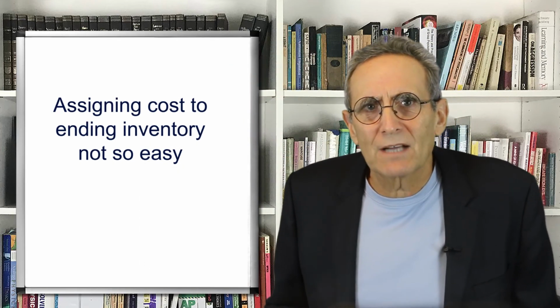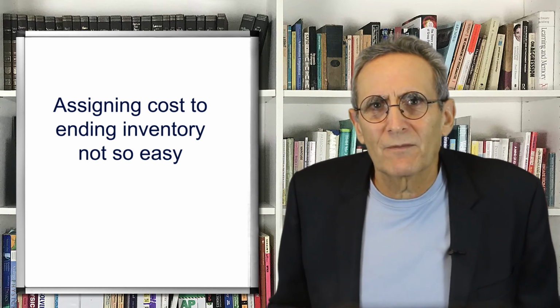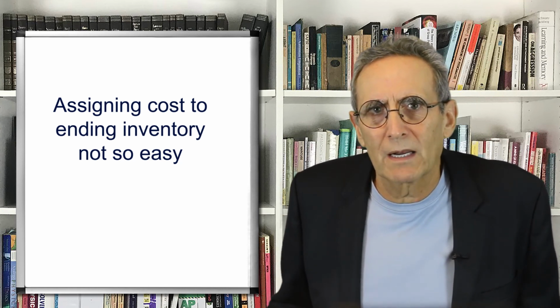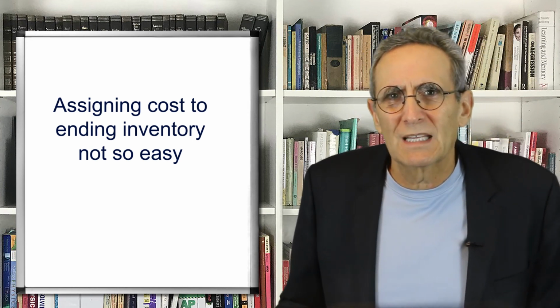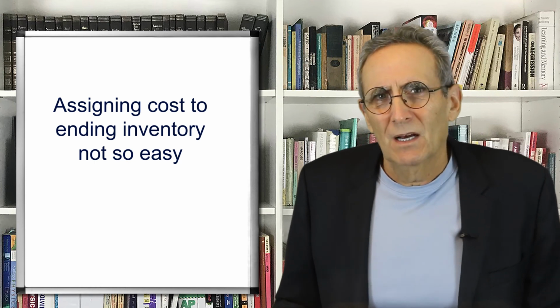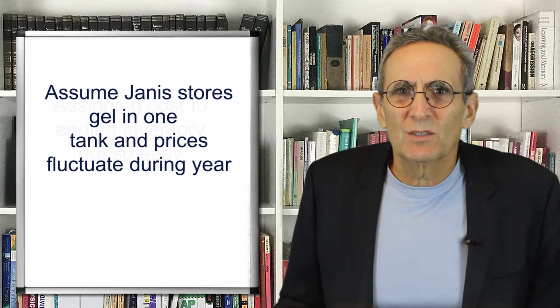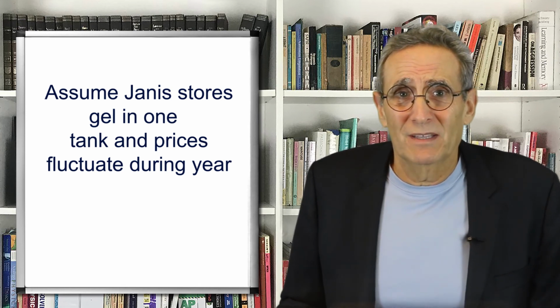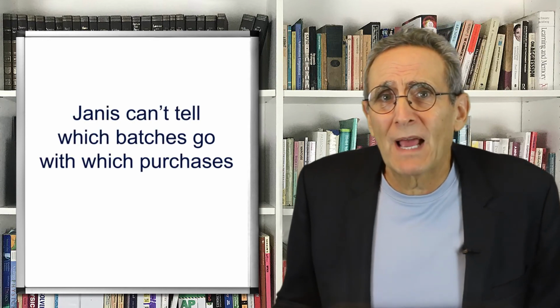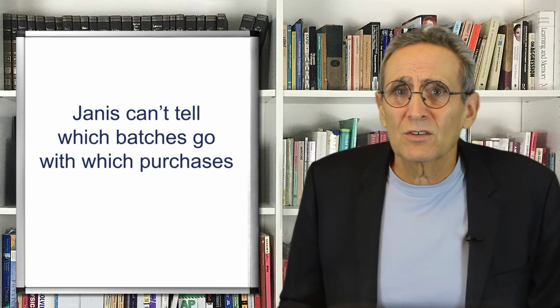For Janus to use the actual cost paid, she must be able to identify the cost associated with batches of product on hand at the end of the period. However, these batches might come from more than one purchase, each with a different purchase price. Assume Janus stores her purchases in one big tank. Assume that purchase prices fluctuated during the year. Because she keeps her product in one tank, she cannot physically tell which batches go with which costs. She can certainly weigh the amount of product she has on hand at the end of the year, but how does she know the unit price to assign to her ending inventory?